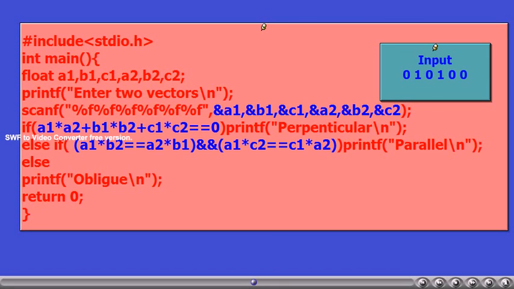That is, we'll compare a1 b2 whether it is same as a2 b1 and a1 c2 is same as c1 a2. If this condition is true, we declare the vectors as parallel. Otherwise, we declare the vectors as oblique.